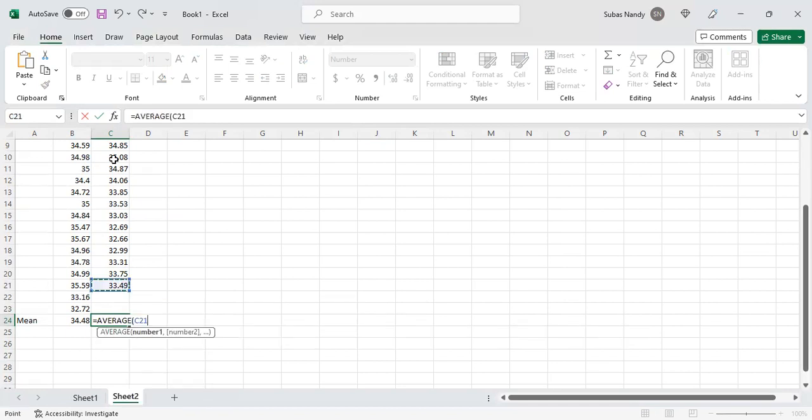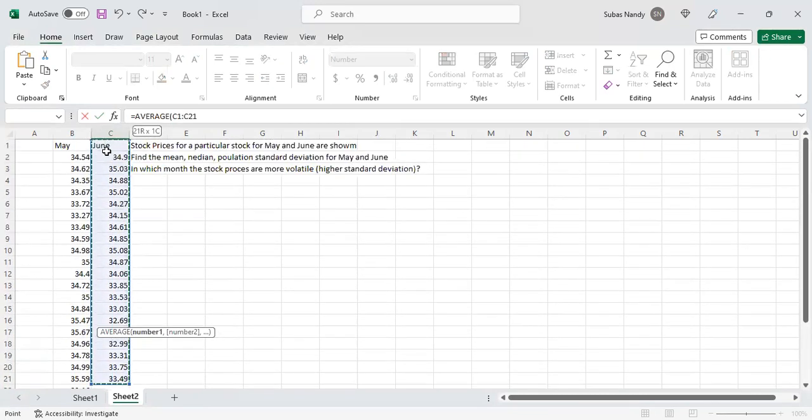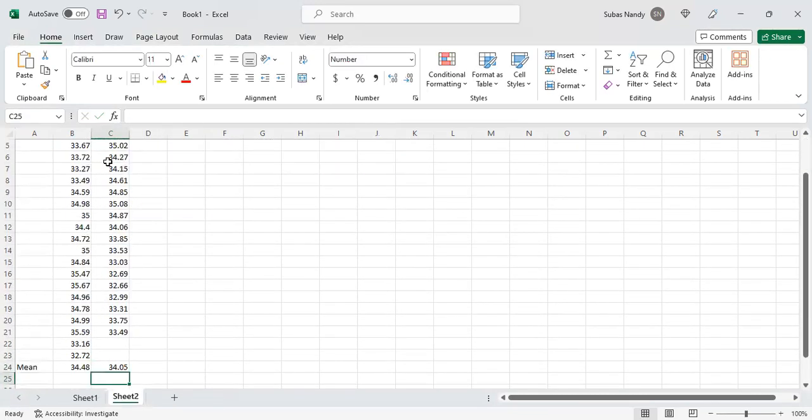And similarly, I will calculate the mean for June, and that is average. And I will highlight from the first cell and hit enter. And it's 34.05. So the mean price for May is slightly higher than the mean price for June.